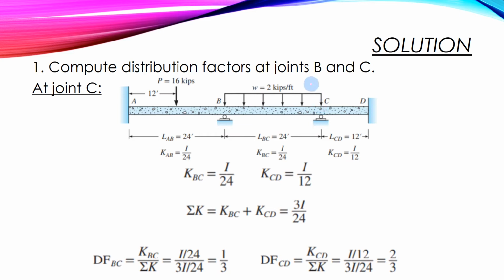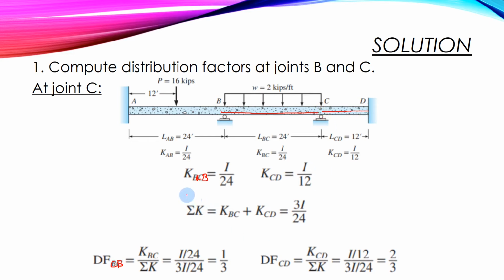So at joint C, I think this should be CB, not BC. CB. Let us use CB to be consistent. Then I over 24 for BC, then I over 12 for CD.